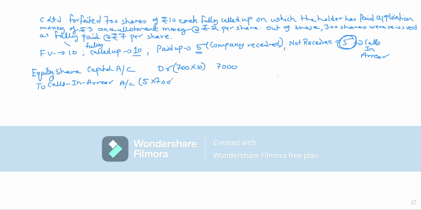5 into 700. How much is it? 3,500. So in debit 7,000, in credit 3,500 was not received. So how much was received? 3,500. Forfeited shares account 3,500, the remaining balance amount. Is this clear, students?